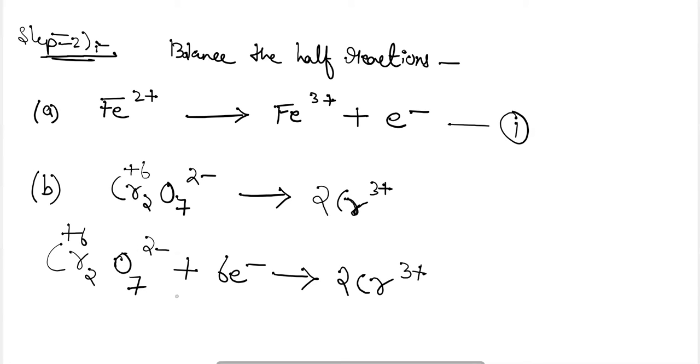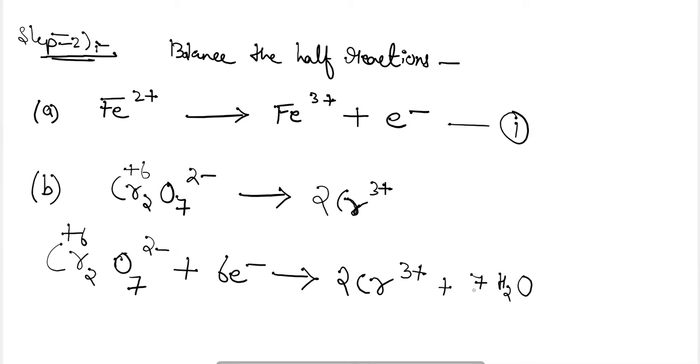So for balancing the oxygen here, what will we do? We will add water molecules on the product side. So 7 water molecules will be added on the product side.